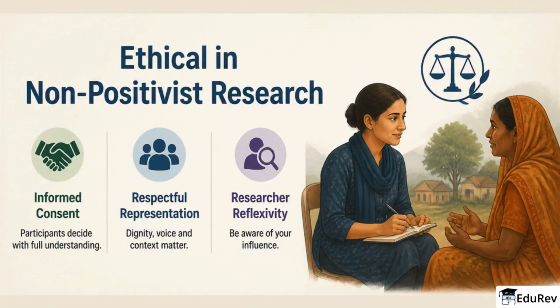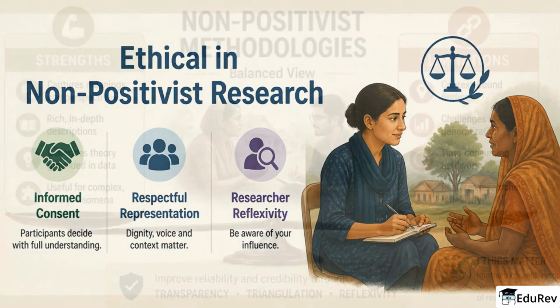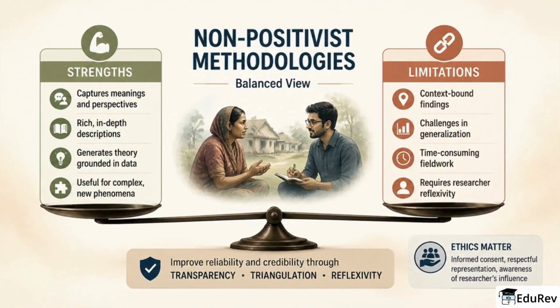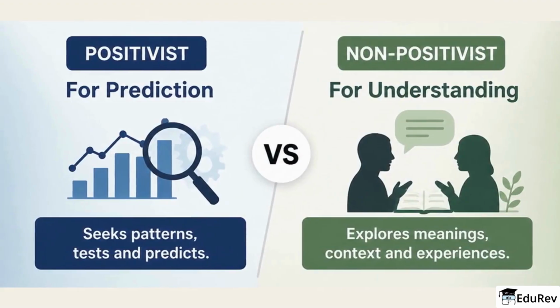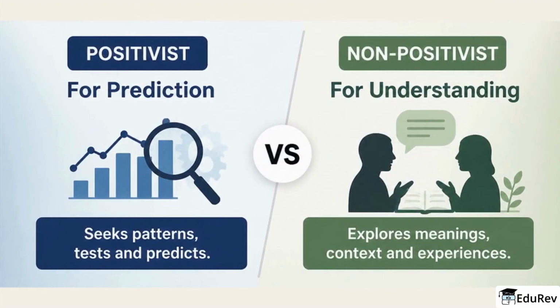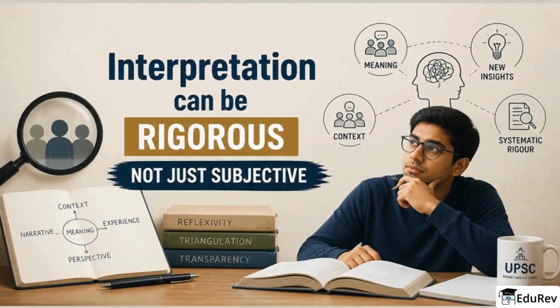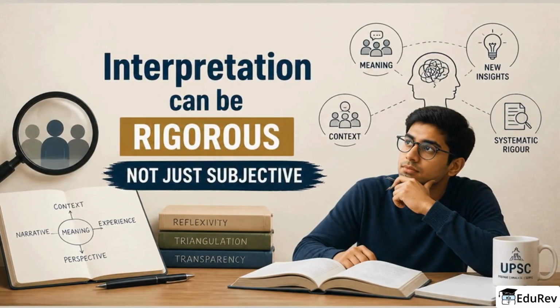Ethical concerns matter. Informed consent, respectful representation of participants, and awareness of the researcher's influence are central in non-positivist work. In a UPSC answer, briefly illustrate these strengths and limitations with a concrete example to show critical thinking. A quick comparison sentence showing why positivist methods suit prediction and non-positivist methods suit understanding will earn clarity marks. And towards the end, we will understand a key idea that most UPSC aspirants miss.